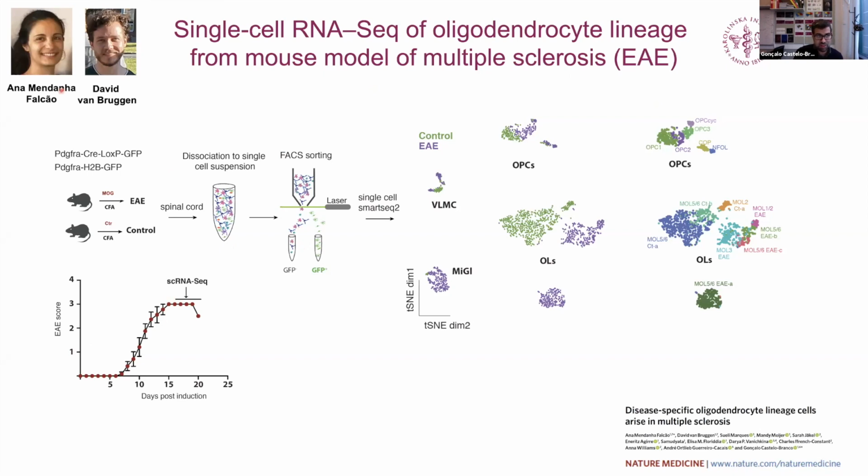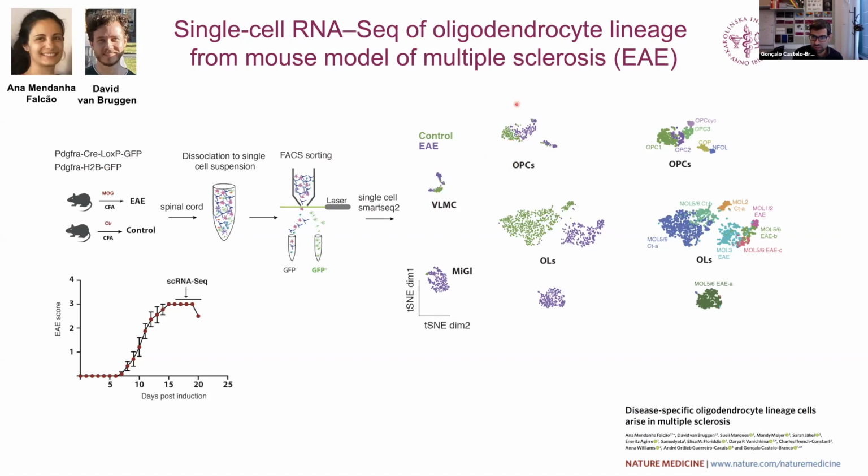And what Ana and David did is that they induced this mouse model of MS in a line where we could lineage trace the oligodendrocyte lineage. And then at the peak of the disease, they FACS sorted the oligodendrocyte lineage and did single-cell RNA sequencing by SMART-seq2. So what you can see here in this UMAP is basically in purple the cells coming from the mouse model of MS, and in green the cells coming from control.